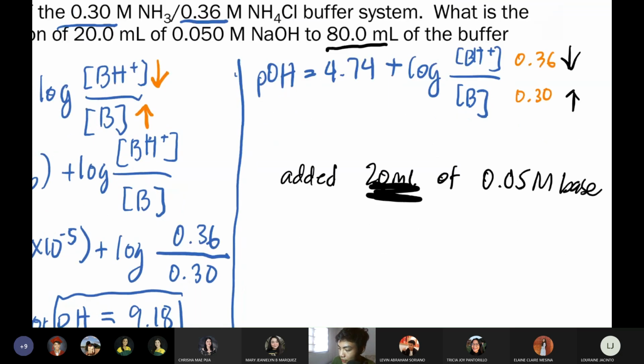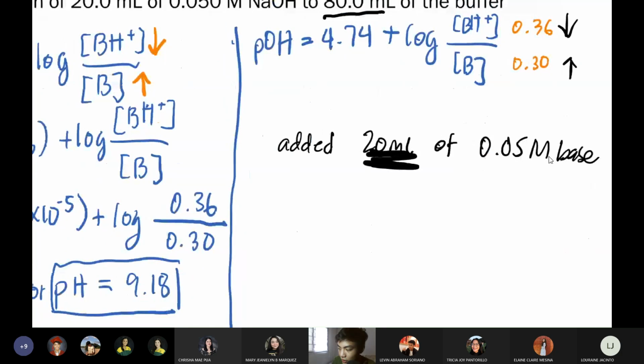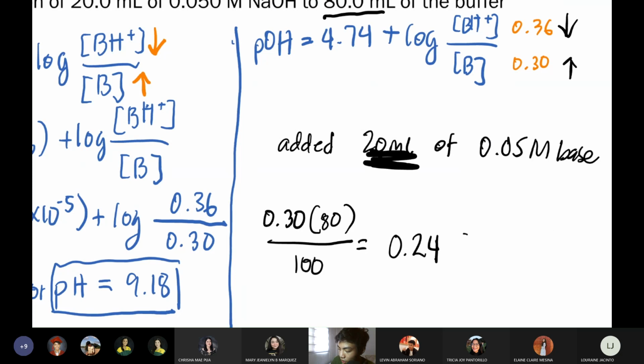So alamin natin yung, dito. Dito na lang sa baba. The new concentration of the base, no? Itong 0.30, M1 V1 equals M2 V2 yan. So alamin natin yung M2. M2 is equal to M1 V1. So 0.30 molar times 80 ml divided by the new volume, 100 ml. So that will be the new concentration of your base. Which is 0.24. Ito na yung new concentration ng base natin.